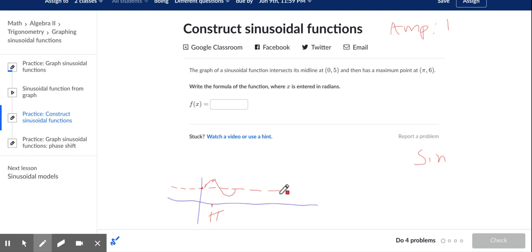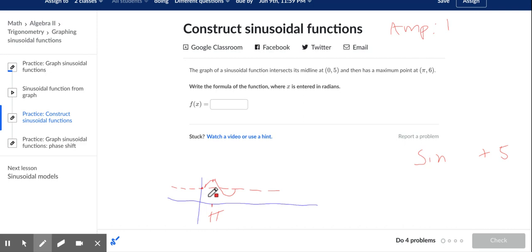Oh, forgot to write the midline. The midline is at 5, so I know that I'm going to have a plus 5 at the end of my equation because that's what tells me the midline. So I know I'm going to have a plus 5 at the end of my equation. I know there's an invisible one here. All that's left to do is figure out what my period is. That's kind of the trickier part of this.